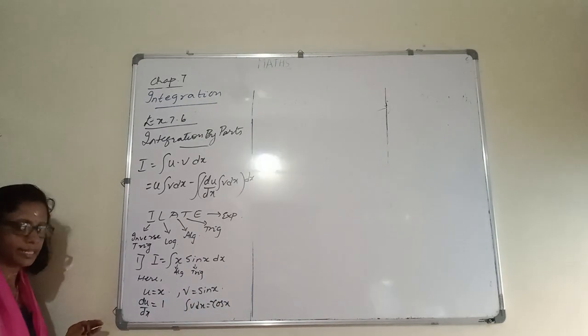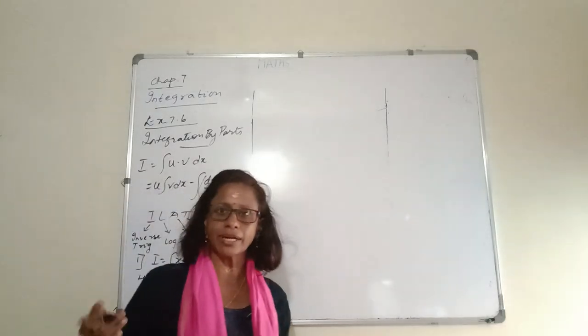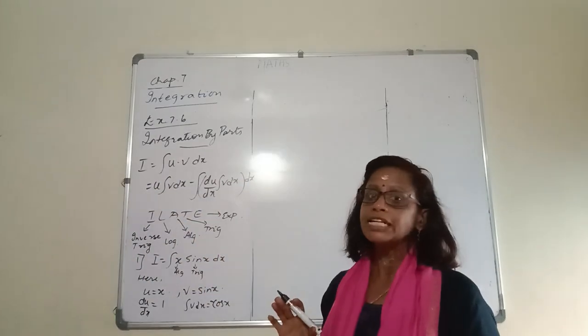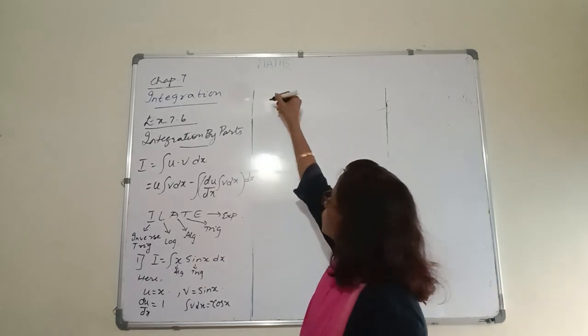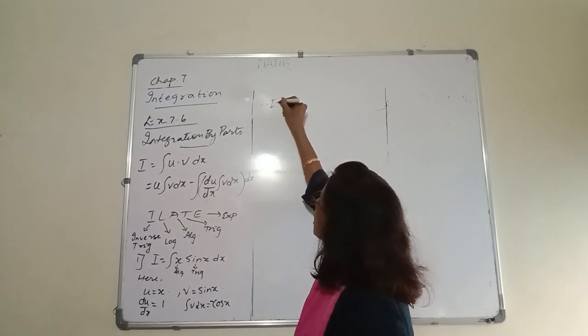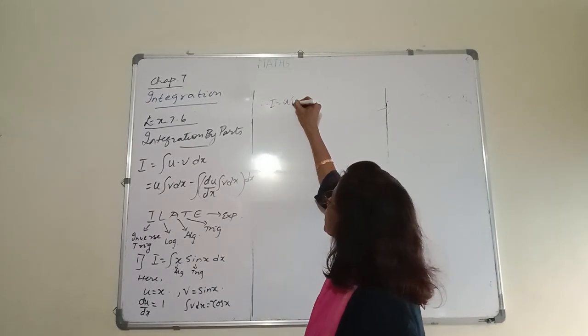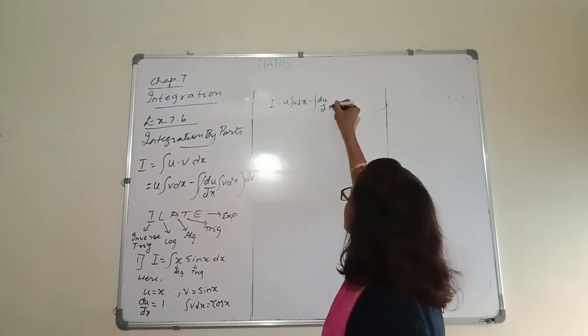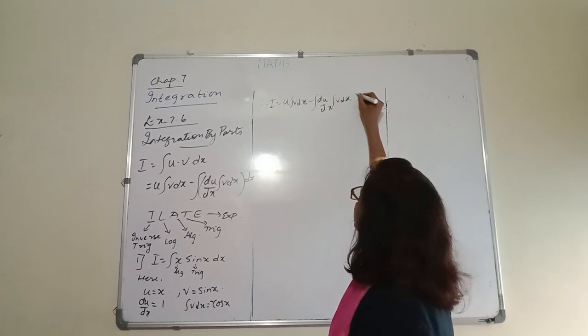Plus c we don't write in this case. Other cases we will write, but here we will not write. So that's about the initial part. Now because we know the formula, let's go in for the formula directly. I is u integral of v dx minus du over dx integral of v dx whole dx, and everything we have got, let's quickly substitute.